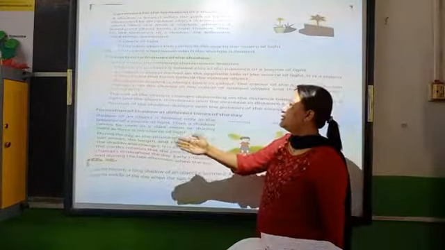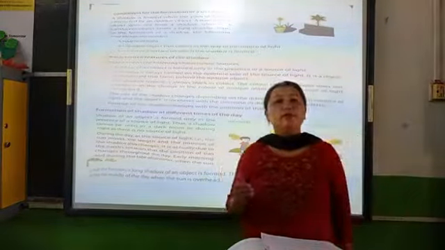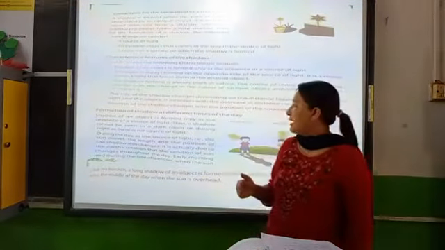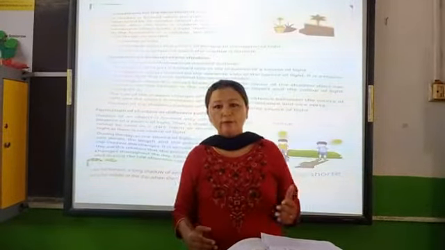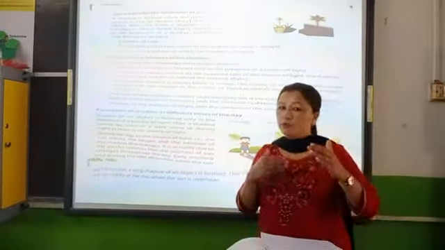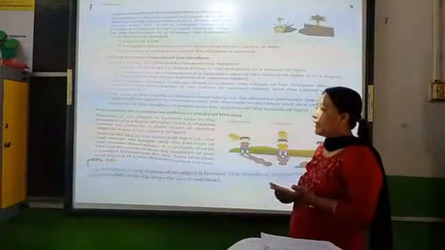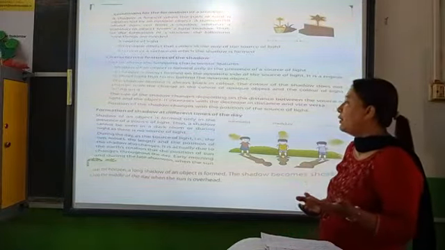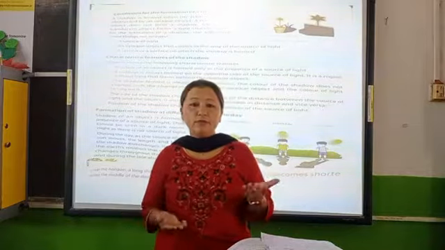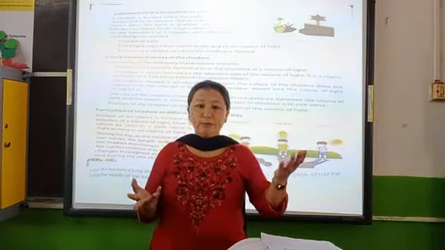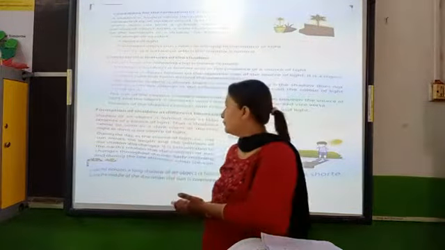As we know, the shadow of an object is formed only in the presence of a source of light. So, for the formation of shadow, a source of light is very important. Thus, a shadow cannot be seen in a dark room or during night as there is no source of light. You must have noticed that during night time we cannot see our shadow, or in a dark room.